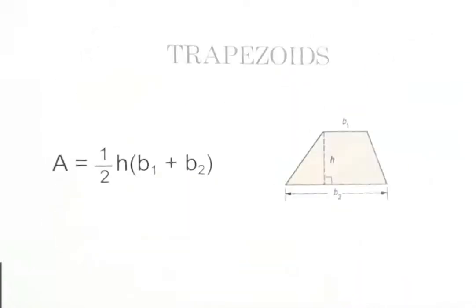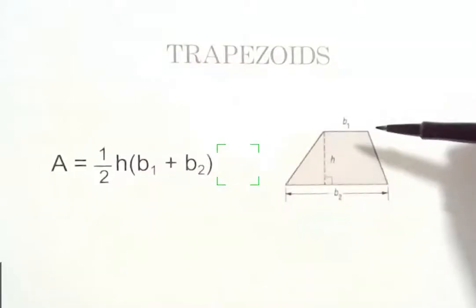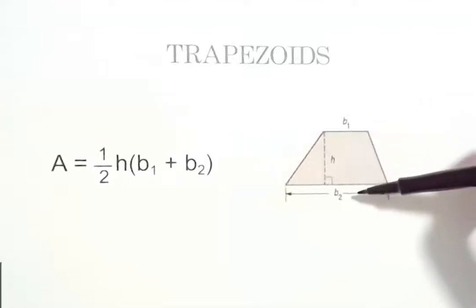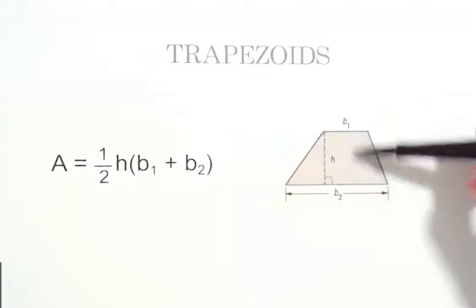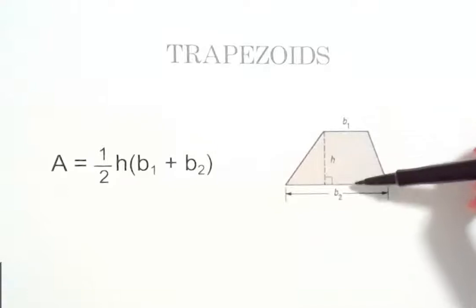So, a trapezoid, if you remember, is a quadrilateral, which remember is a four-sided figure, but only two sides are parallel. Those, remember, are your bases. The two sides that are parallel are your bases.